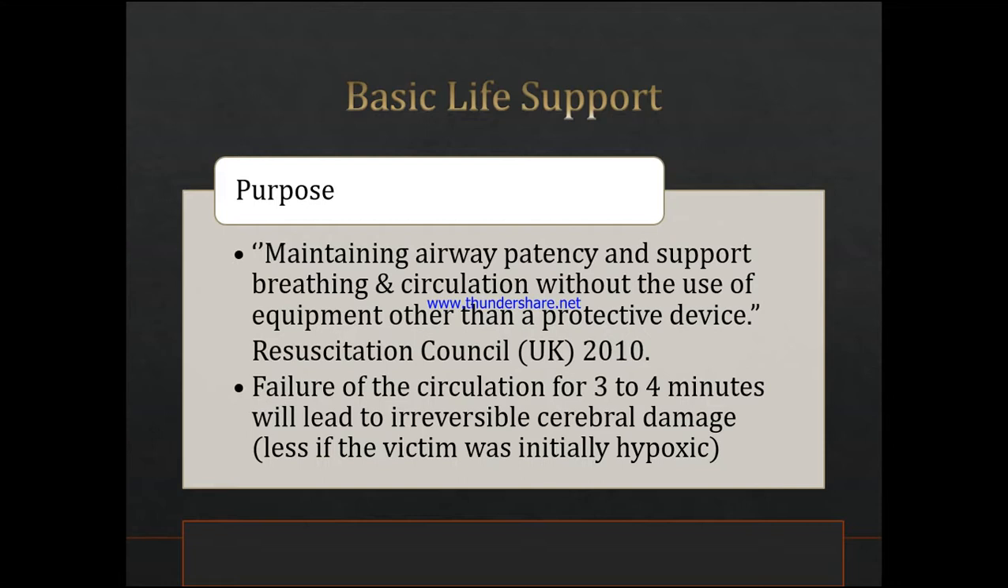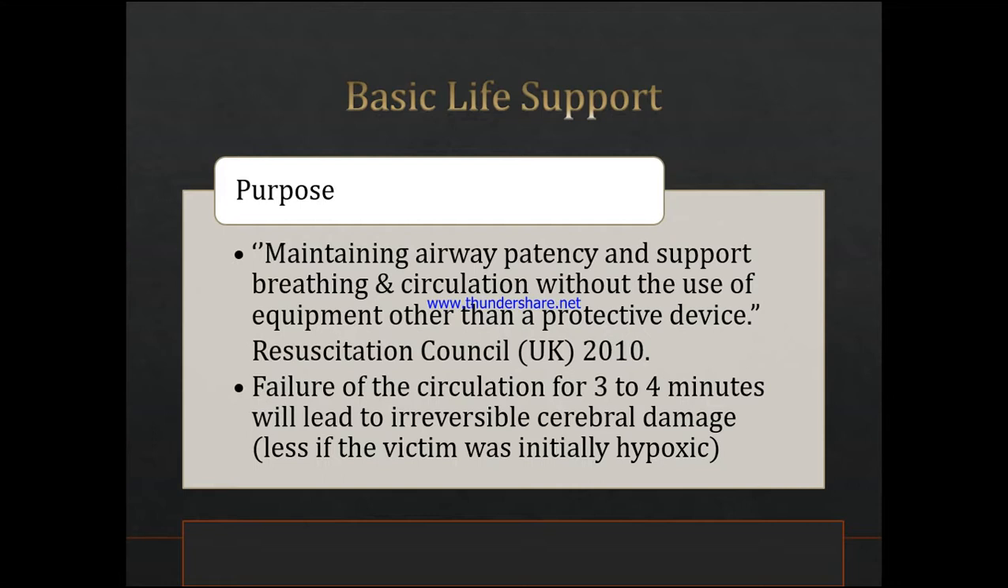So basic life support is absolutely essential, and it should be made readily available and understandable to all walks. I hope with this series, with the slides along with my 3D models, where I shall bring to life, as it were, the anatomy and physiology behind basic life support, to make this readily available to general members of the public as well. So the purpose is maintaining an airway patency and support breathing and circulation without the use of equipment other than a protective device.